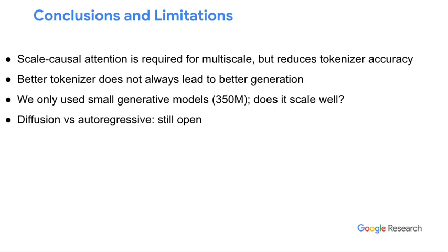A limitation is that the scale-causal attention enables the multi-scale properties, but it slightly harms reconstruction. And we only use small generative models here, so it's unknown how this method scales. And the question of whether diffusion or autoregressive models are best for image generation is still open.